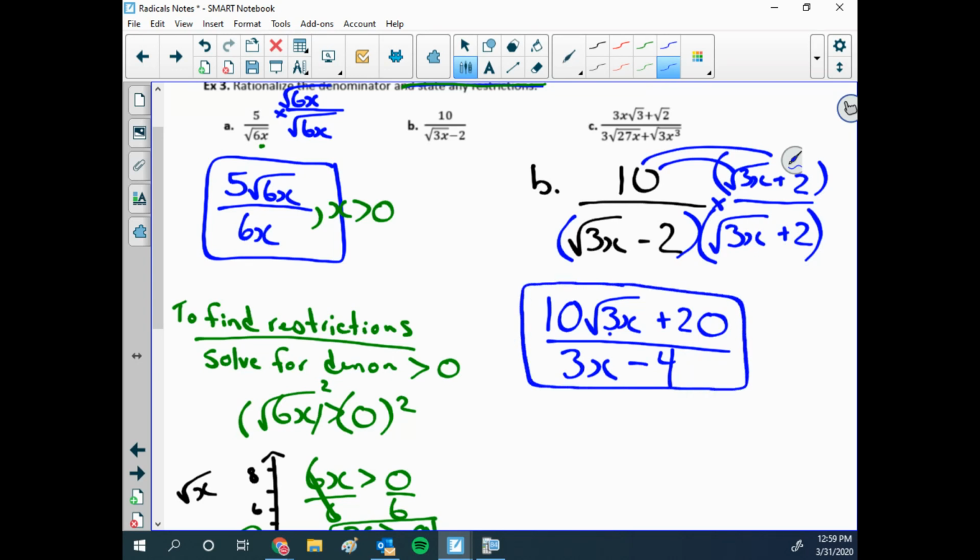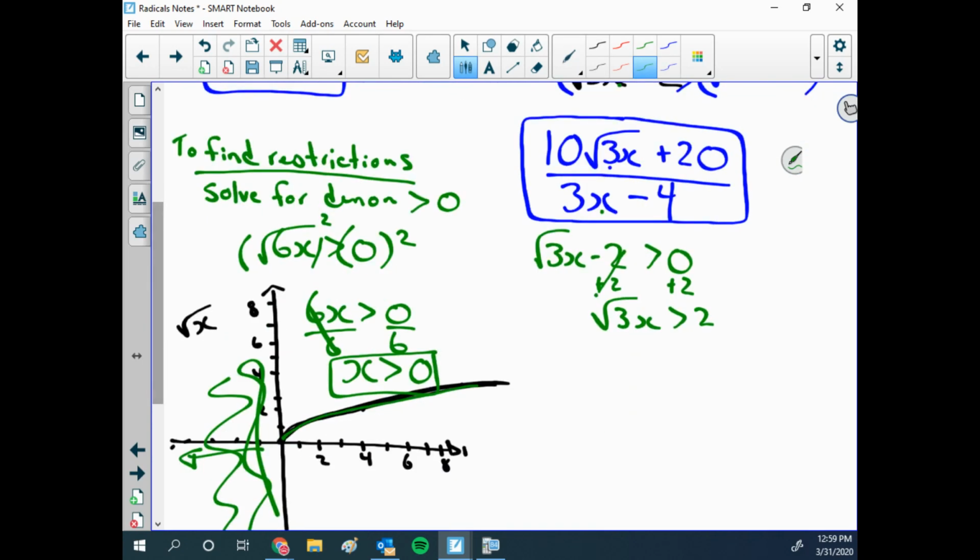Now what I need to do is say, well, where is that denominator greater than 0? And I can use this denominator or this denominator. It's not actually going to change. So where is the square root of 3x minus 2 greater than 0? Where is that happening? So I'd have to add 2, and then I have the square root of 3x needs to be greater than 2. So I would square this and square this. So I have 3x is greater than 2 squared, which is 4, and divide that by 3.